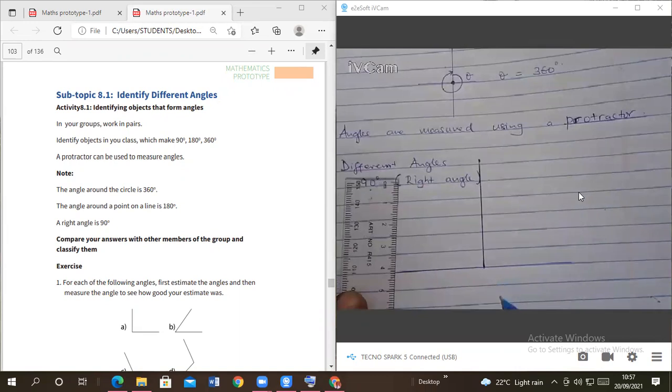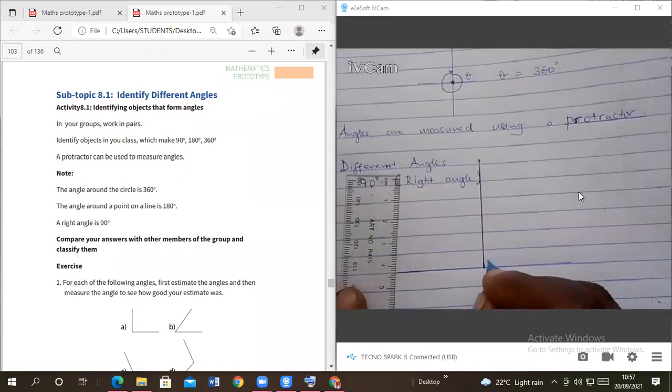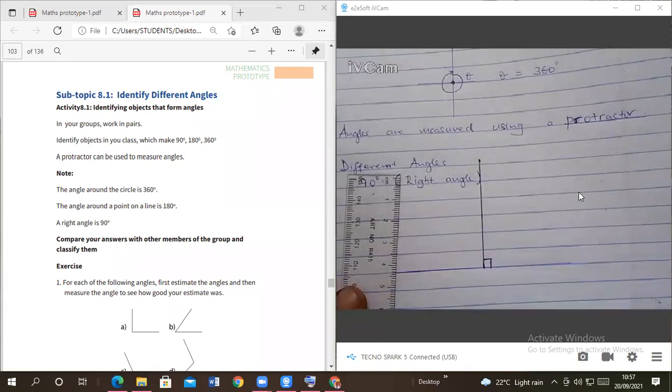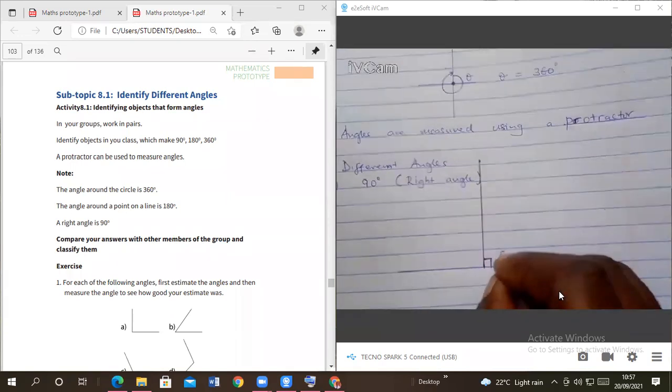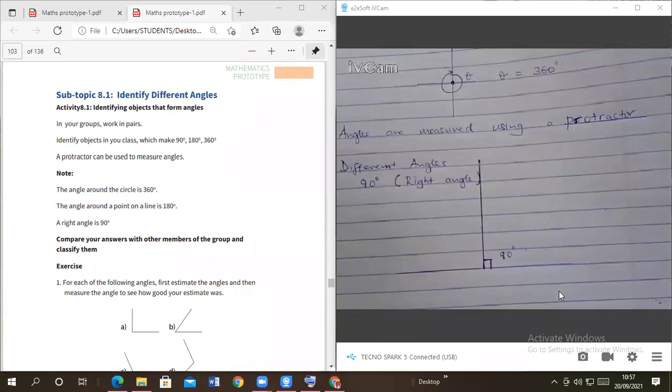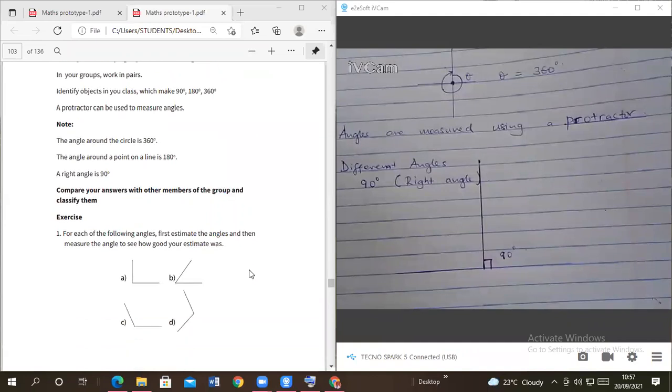It means that the angle which is here is 90 degrees. Are we together, members? Yes. So that's how you can draw 90 degrees using a protractor.